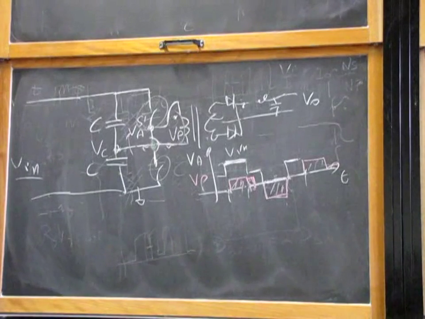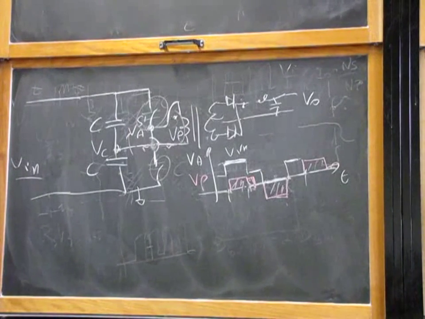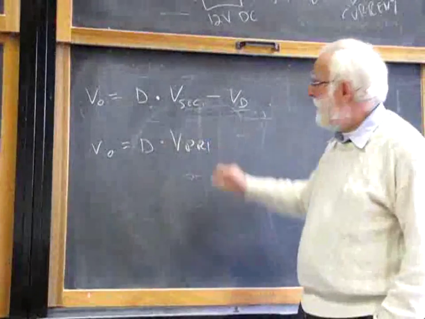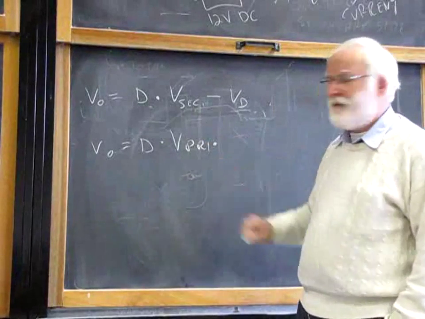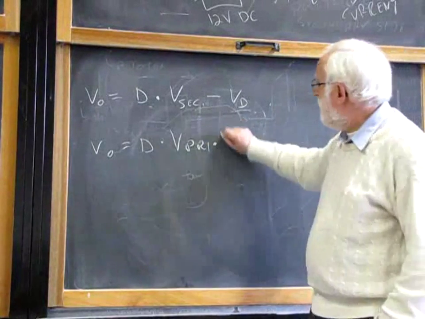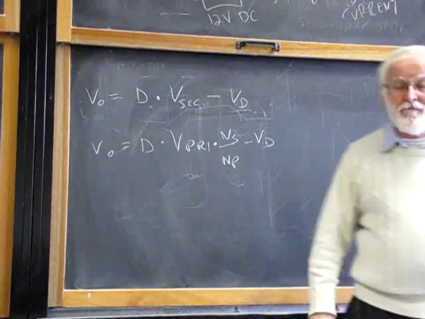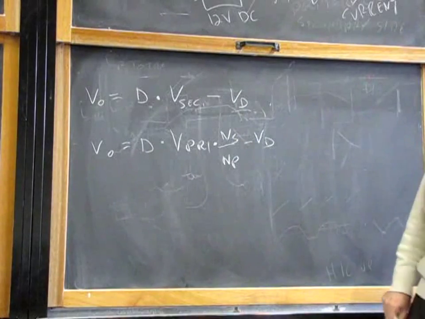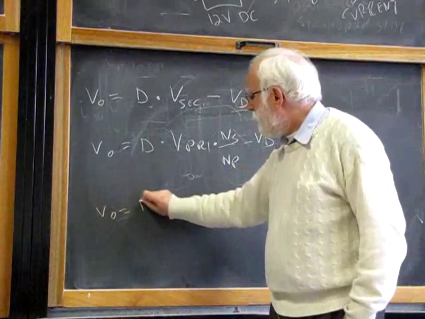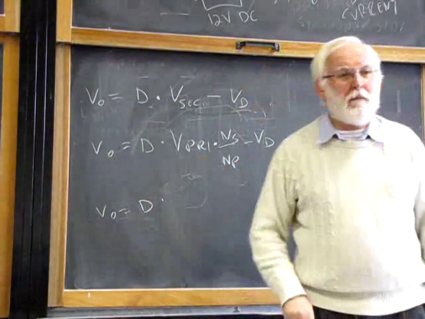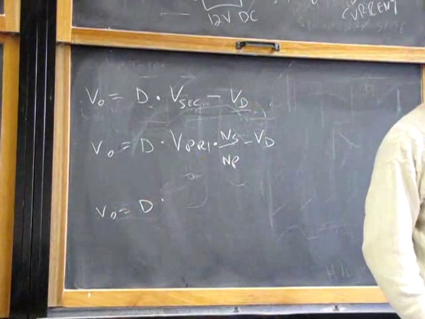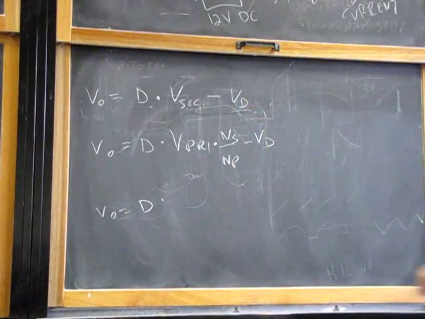How much is V secondary? V0 should be equal to D times V secondary, and V secondary will be V primary times Ns over Np, minus Vd. So V0 is equal to D times, how much is the primary voltage? It's V over 2.